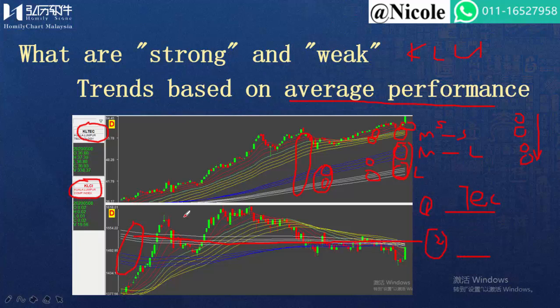And then let's see the midterm trend. For the midterm trend, we see this yellow color, right? The yellow color is mid to short term, and we look at its direction. In technology, the yellow color is upward, so the midterm trend is upward, and in the KLCI the yellow color is downward. So the KLCI midterm is a downtrend. So in the midterm, technology is still stronger.